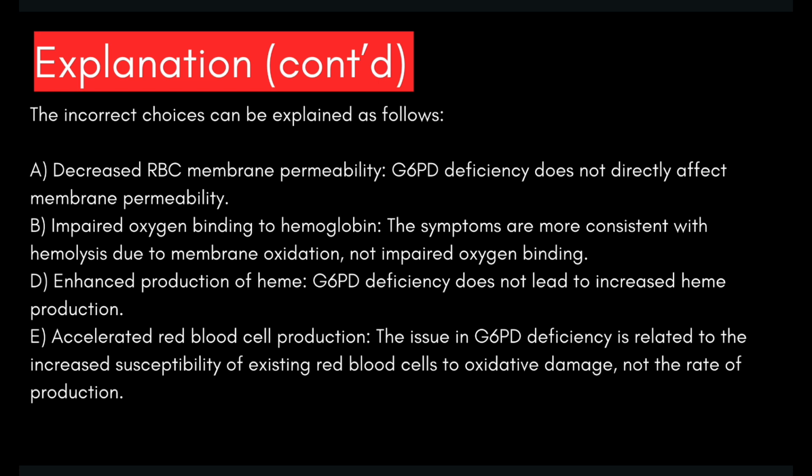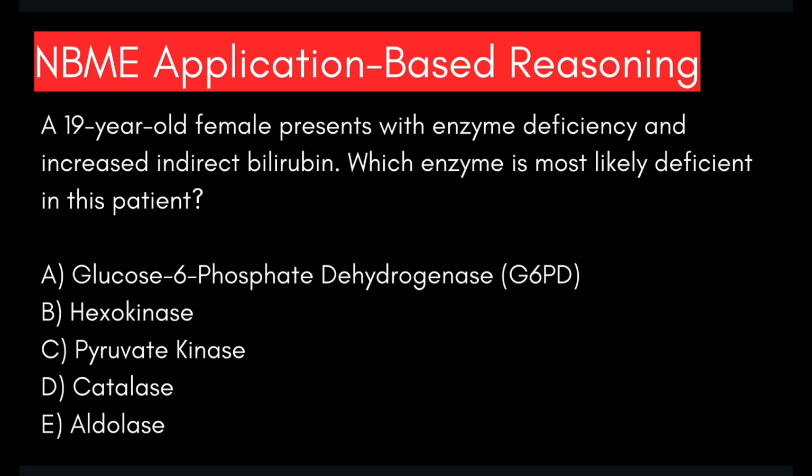D, enhanced production of heme. G6PD deficiency does not lead to increased heme production. E, accelerated red blood cell production. The issue in G6PD deficiency is related to the increased susceptibility of existing red blood cells to oxidative damage, not the rate of production. So that's why those answer choices are incorrect. Let's move on to the next question.